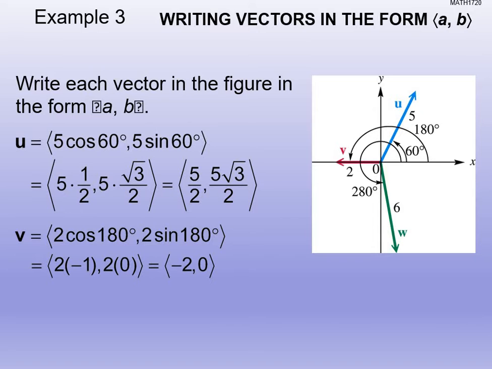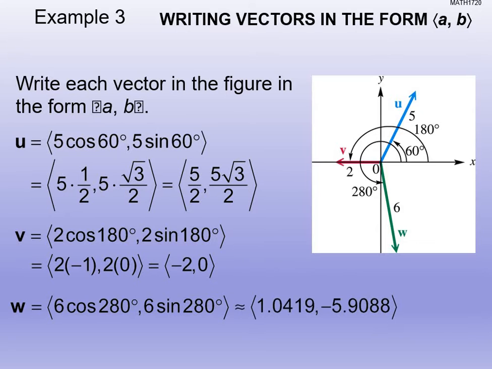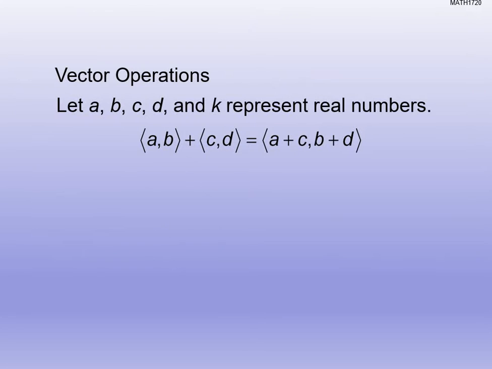We have W, all right? The magnitude is 6. The degree is 280, okay? So 6 cosine of 280, comma 6 sine of 280. All right, and that one, you don't have a nice triangle to substitute in for. There's not a good reference angle because it's really only 10 degrees right there. So this one you can use your calculator. So type in 6 cosine of 280, you should get 1.04, and 6 sine of 280 and get -5.9. All right, very, very easy on this part of vectors.